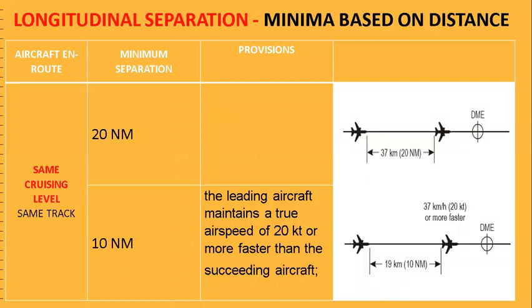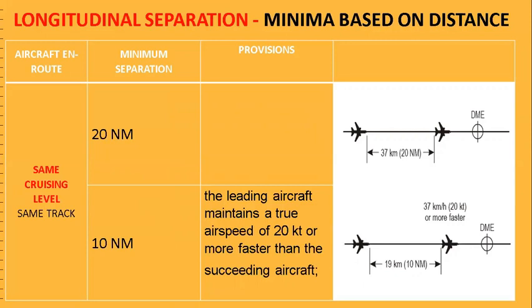Now, we have discussed time-based separation. We will now discuss distance-based separation. First, same level, same track, 20 nautical miles. It simply says that if two aircraft are maintaining the same level, suppose flight level 200 for both the first and second aircraft, and they are 20 nautical miles apart, then they are deemed to be longitudinally separated. But this 20 nautical miles must be ensured every time.